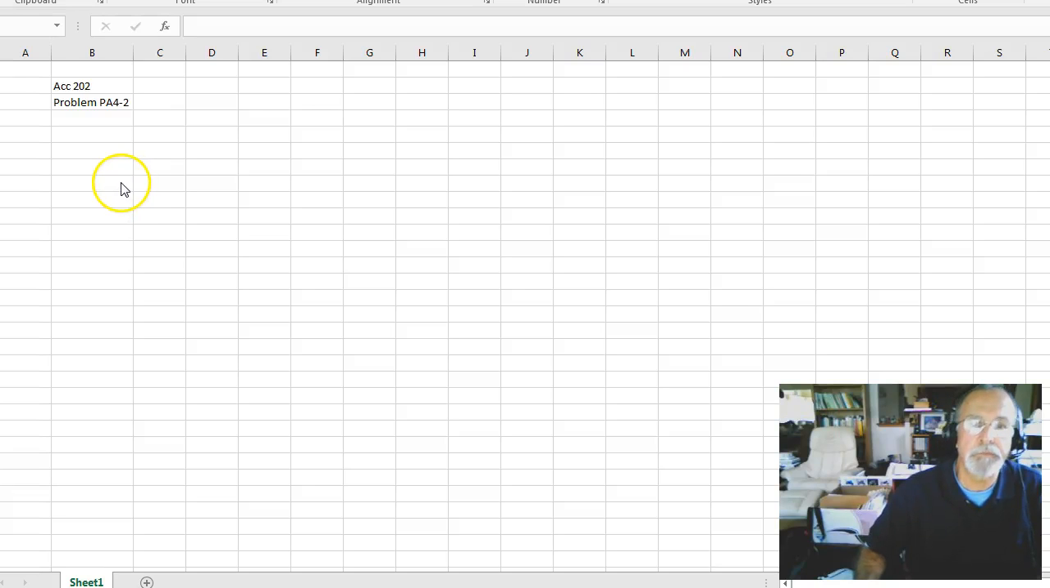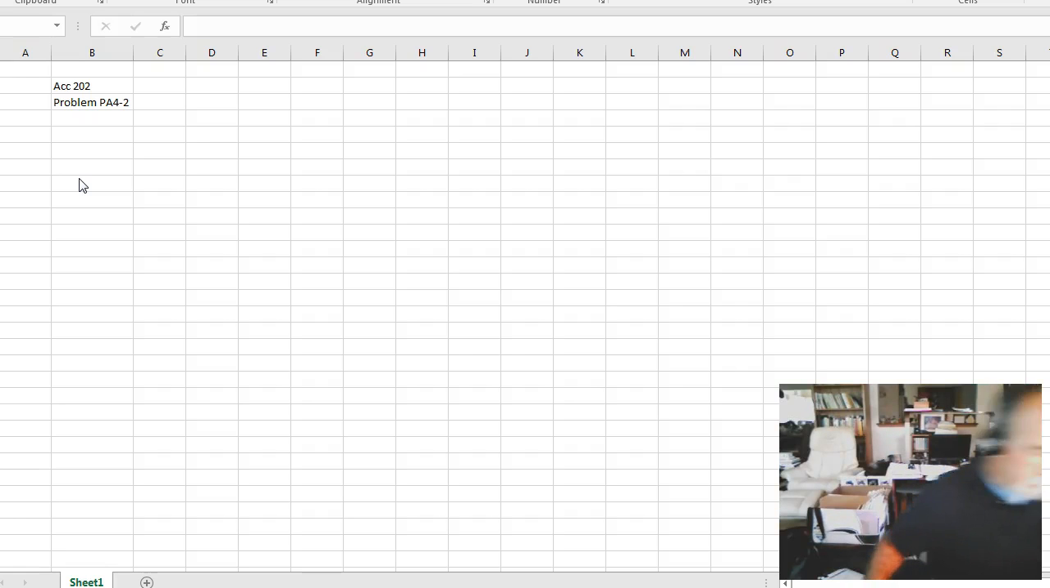Here we have problem PA4-2. This is in Accounting 202, and the problem is an allocation problem. We're in Chapter 4, which is on activity-based costing and cost management. PA4-2 is on assigning costs using traditional system and assigning costs using activity proportions.